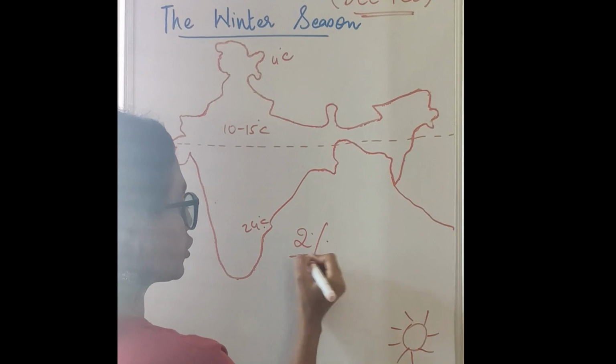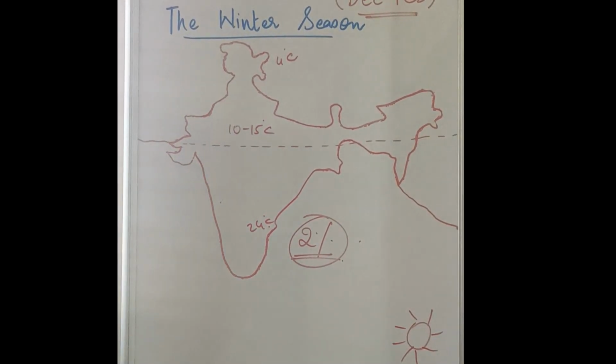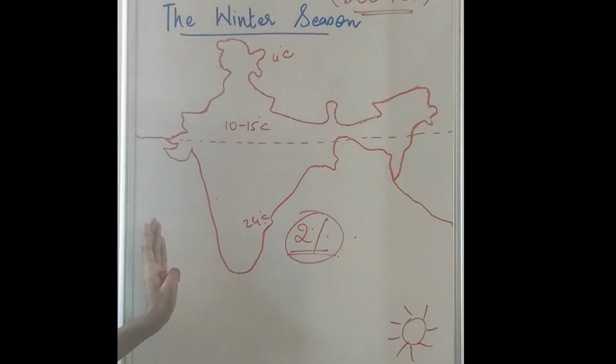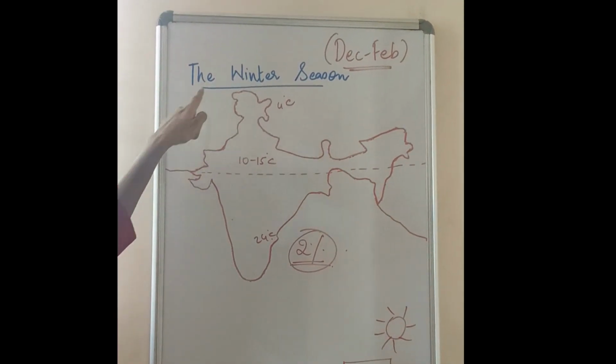And India gets about 2% of its annual rainfall. So year round, whatever rainfall we get, the other 2% we get in the winter season.